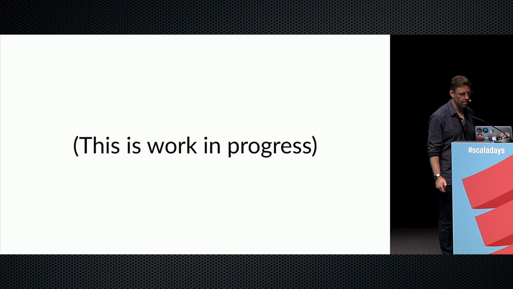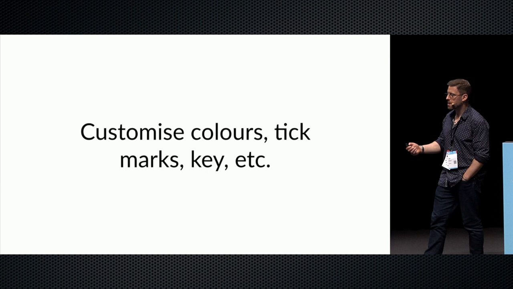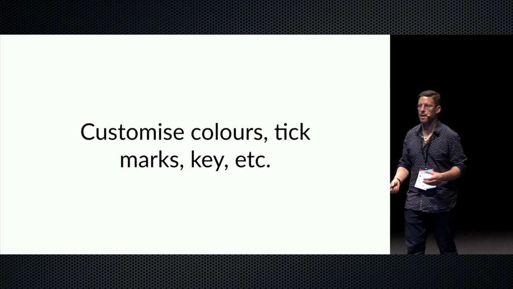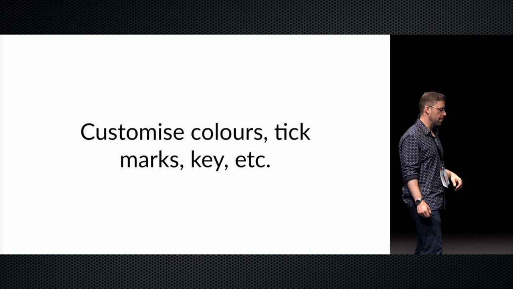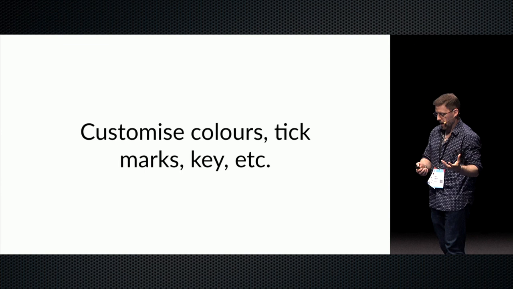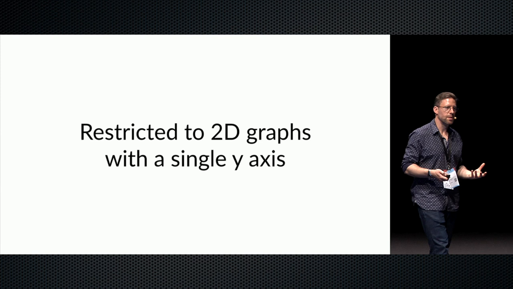So there are various things you can do here. And if you've used other charting software, you'll know about these kind of things. You can change the color and the shape of the marks that indicate where the data is. You can change the little ticks on the axes, make them bigger or smaller, and change where they are, and all this kind of stuff. So you have a reasonable amount of flexibility there, but you're still fundamentally limited. And the model I've chosen is you're limited to 2D graphs, and you have a single y-axis at the moment.